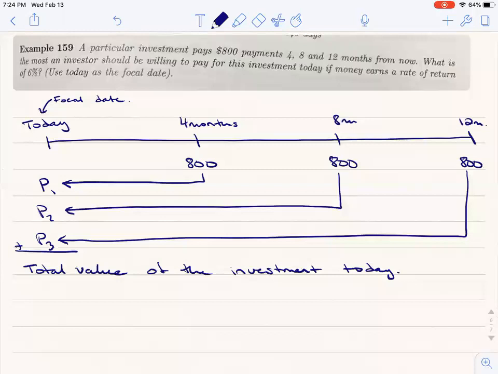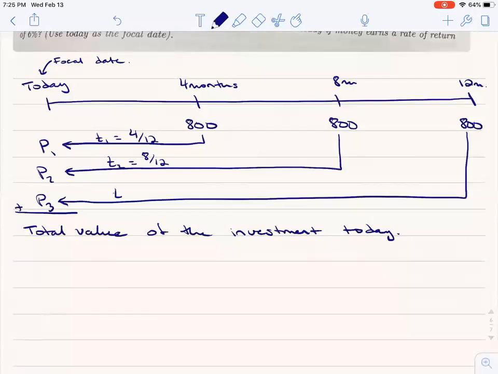Let's put the time on these arrows, right? So we've got T1 is 4 months. There's 12 months in a year, so 4 out of 12. T2 is 8 months, so 8 out of 12. So you'll want to be careful when you look at these arrows, right? It's the length of the arrow. T3 is 12 out of 12.